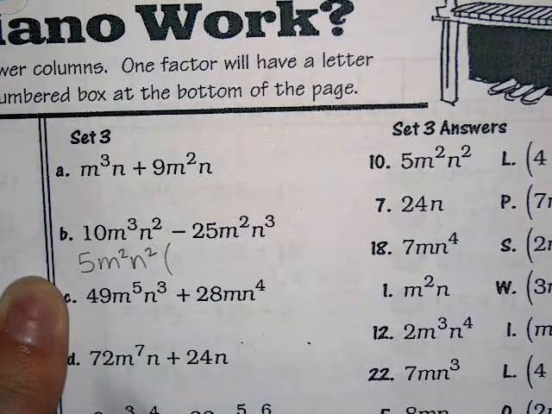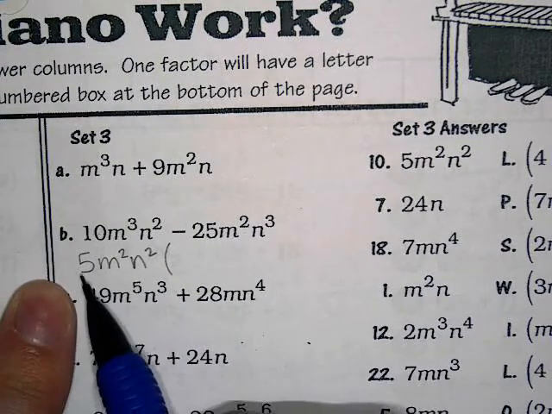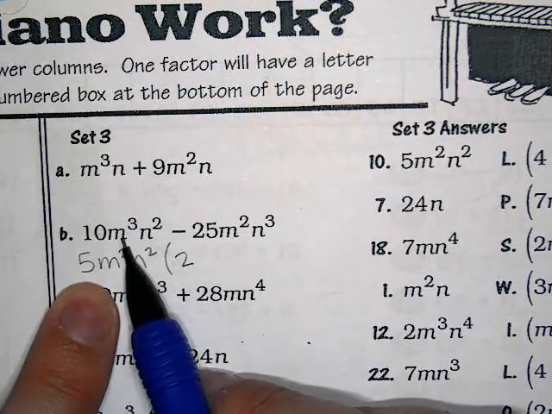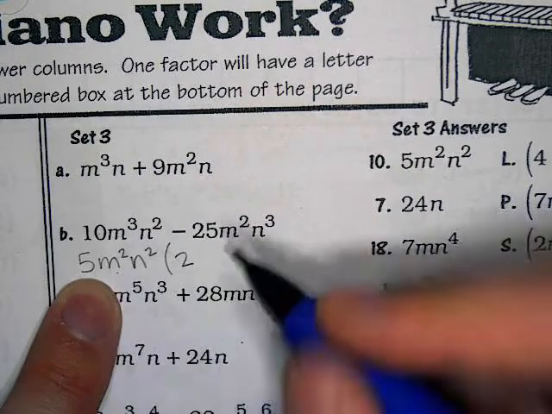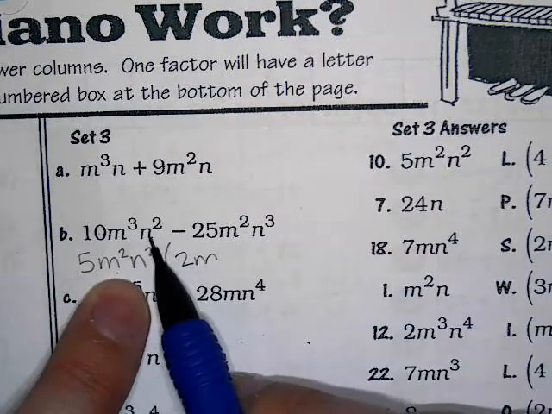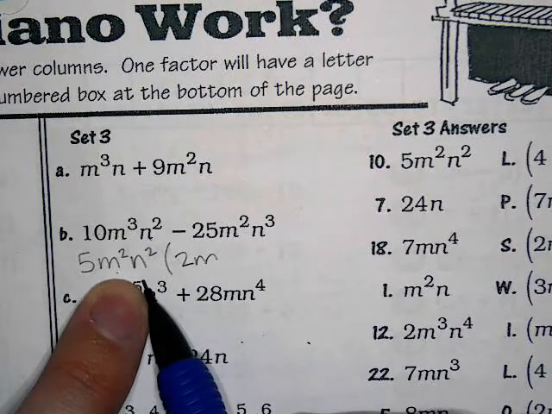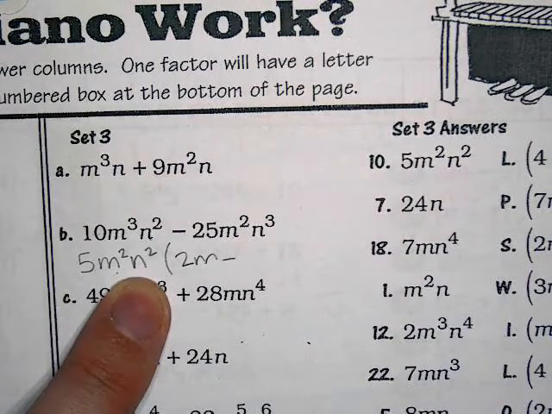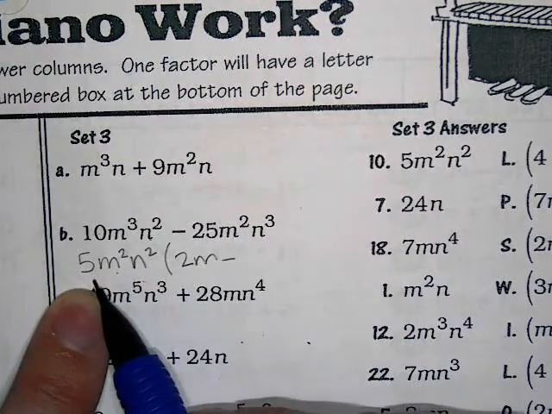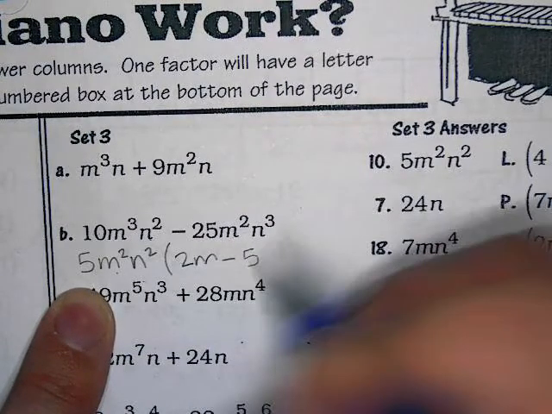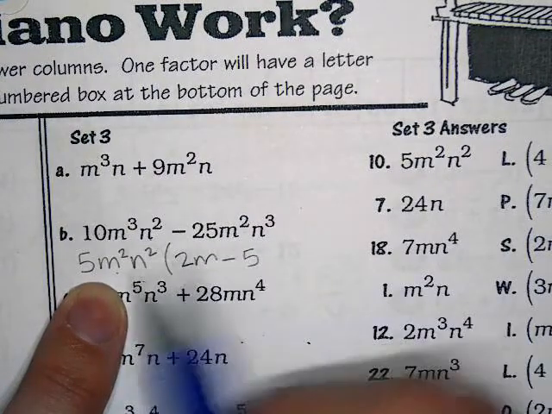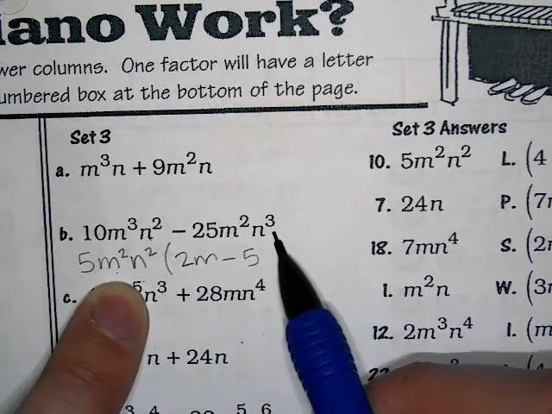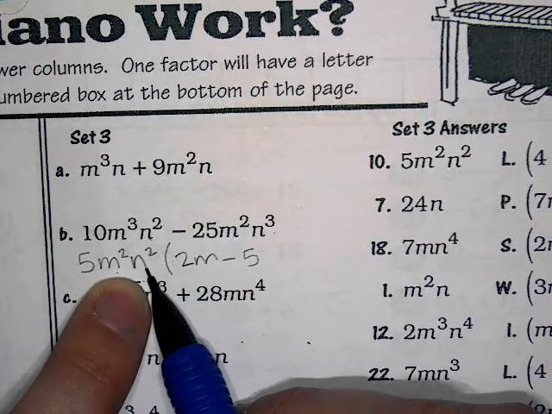So 10 divided by 5 is 2. I had 3 m's, but I took 2 of them out. So I have 1. I had 2 n's, and I took 2 of them out. So no more, okay? 25 divided by 5, 5. I had 2 m's, and I took 2 of them out. So they're done. I had 3 n's, and I took 2 of them out. So we have 1. Okay.